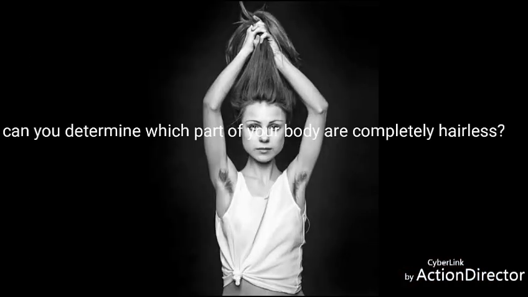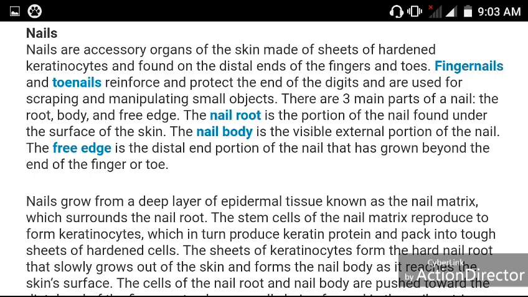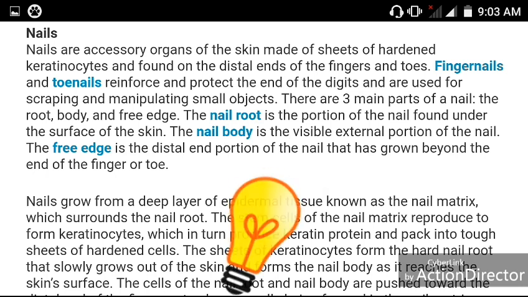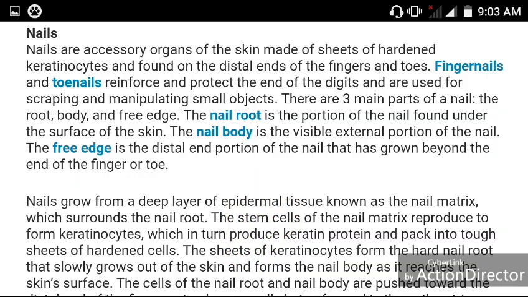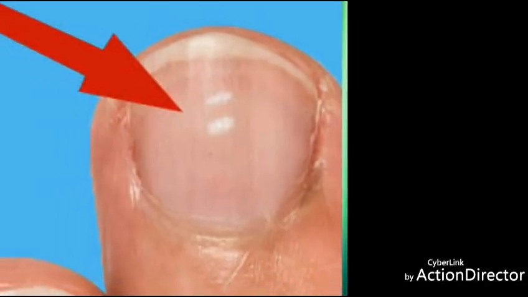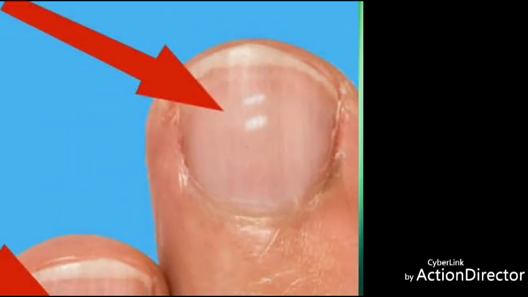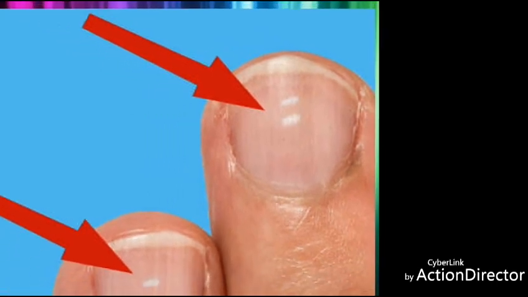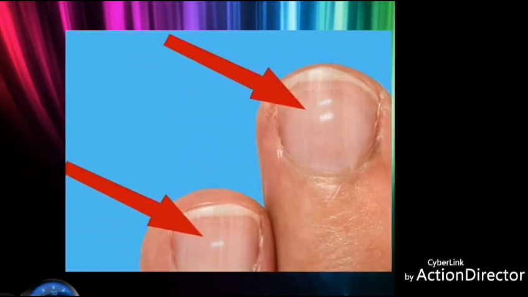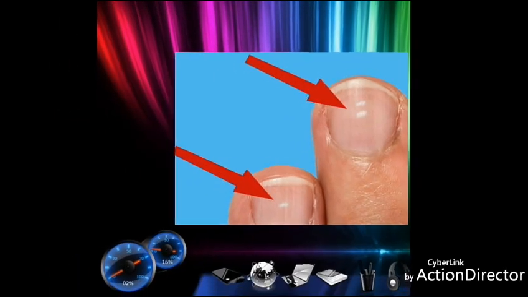Now, can you determine the parts of your body which are completely hairless? Next is the nails. Have you ever thought before that your nails are actually skin cells? Nails are accessory organs of the skin made of sheets of hardened keratinocytes and found on the distal ends of the fingers and toes. Nails grow from a deep layer of epidermal tissue known as the nail matrix which surrounds the nail root. There are 3 parts of the nails: the root, body and free edge.